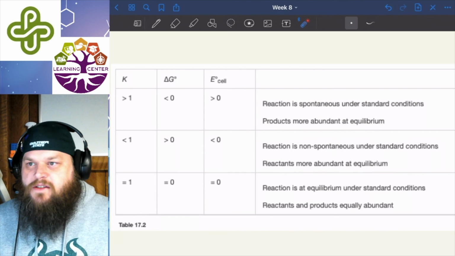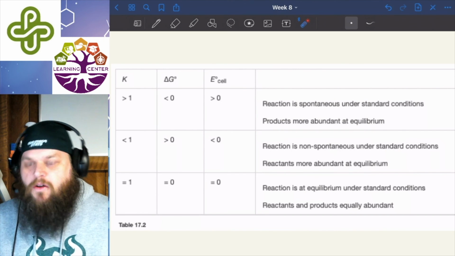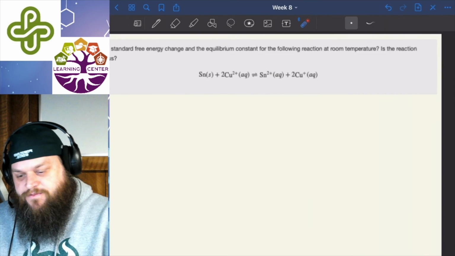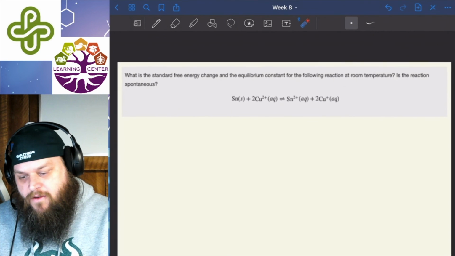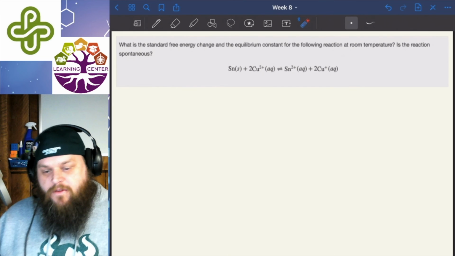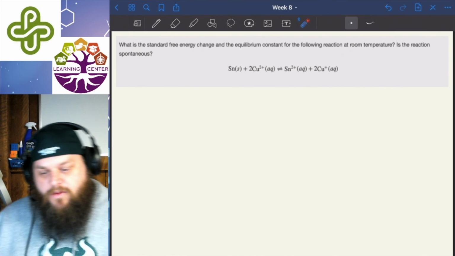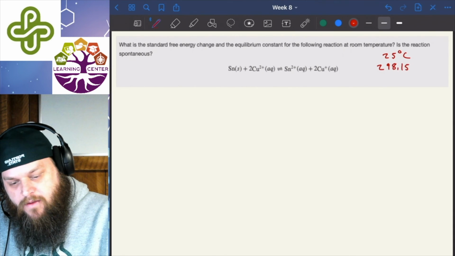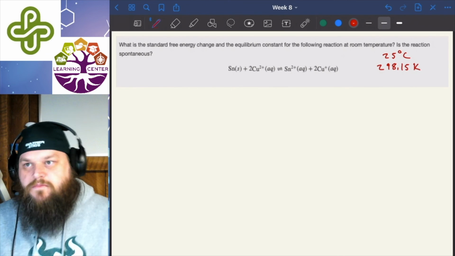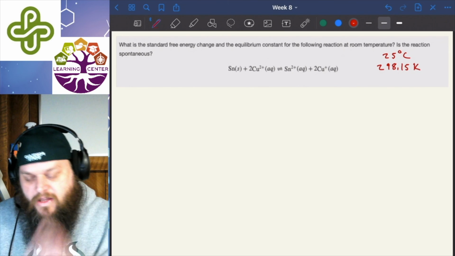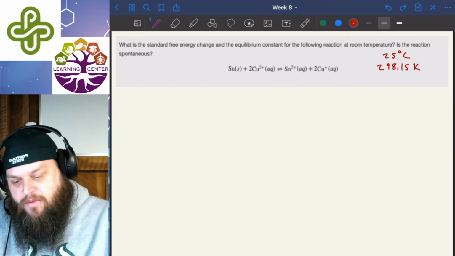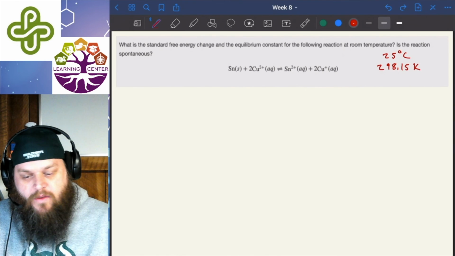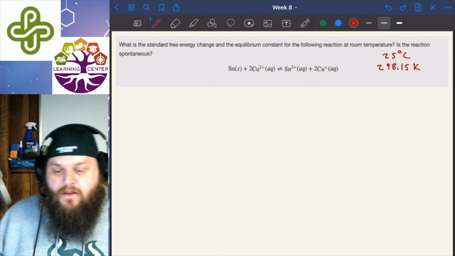So let's use this now to try to solve for these values given a reaction. What is the standard free energy change and the equilibrium constant for the following reaction at room temperature? Room temperature, we're going to say, is 25 degrees C, or 298.15 Kelvin. You can see the reaction here. Sn solid plus 2Cu2+ aqueous is in equilibrium with Sn2+ aqueous plus 2Cu+.